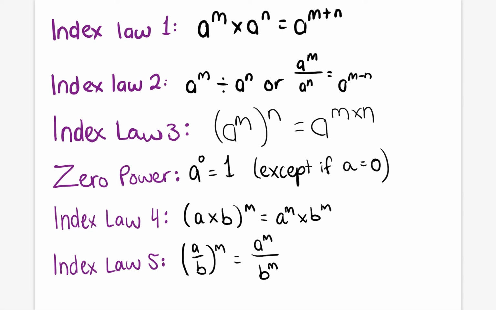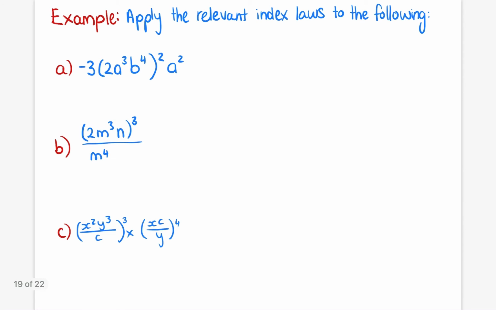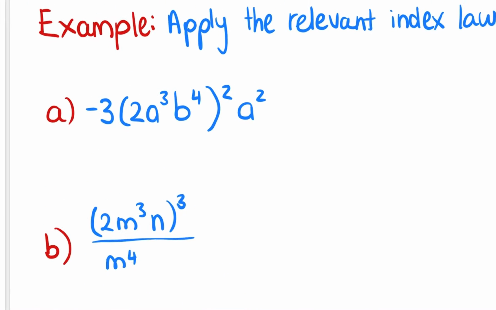So if we go look at our examples now. It says apply the relevant index laws to the following. And if you can see here, it's a whole mess. So what we need to do is, let's start with A.